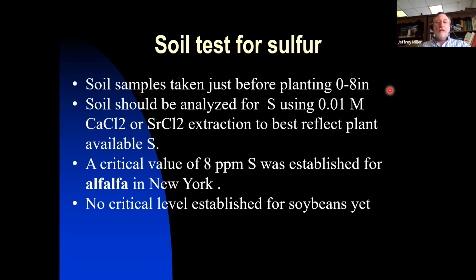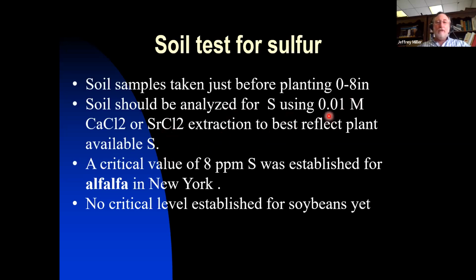So you can take soil samples 0 to 8 inches taken just before planting. You can analyze that sample using a 0.01 molar calcium chloride or strontium chloride extraction to best reflect plant available sulfur. That's a test that Corrine came up with after trying a bunch of different tests. She wasn't very happy with the Morgan sulfur level and its ability to actually predict what sulfur is needed by the crop. So she did a bunch of experimenting.